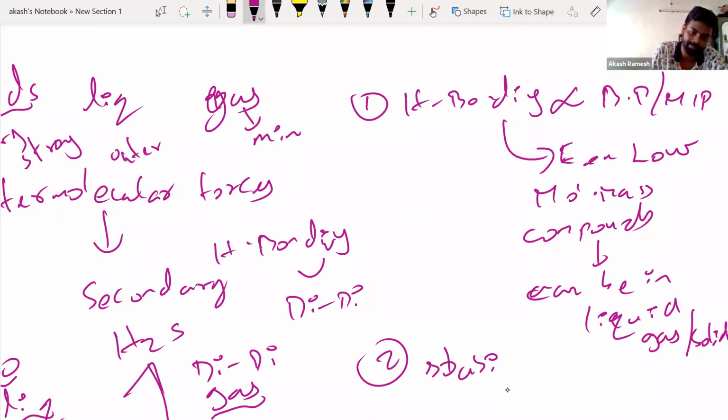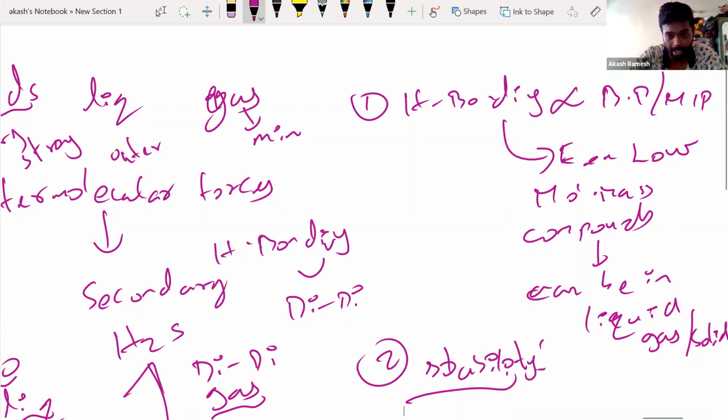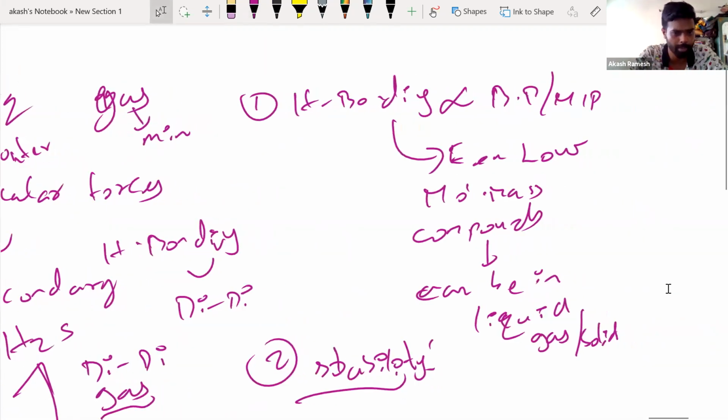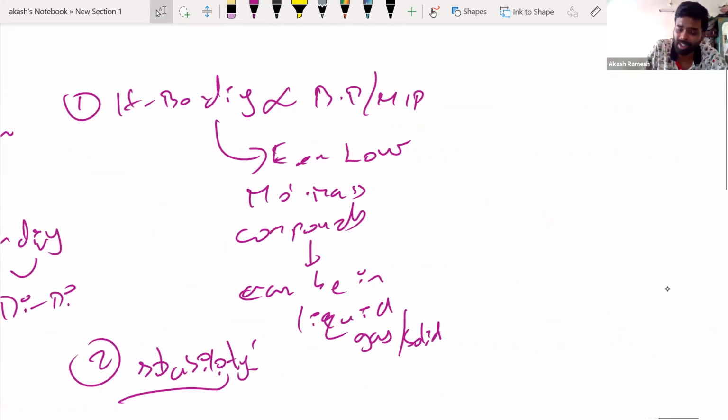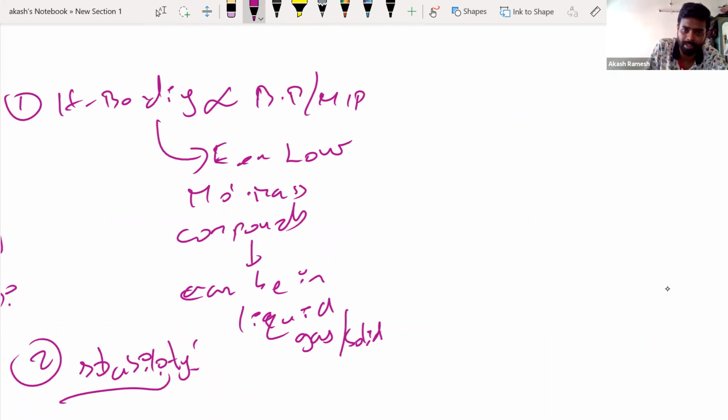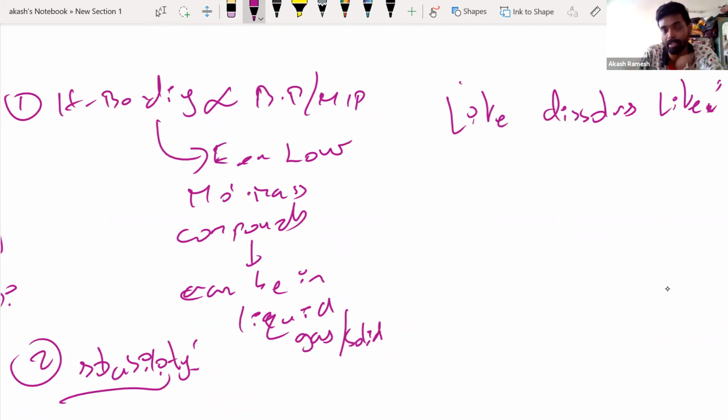The second consequence is solubility. Let me take two more minutes to complete this. Generally, you have to remember this, and I think we already spoke about it: like dissolves like. Polar substances or polar solutes will dissolve in polar solvents, and non-polar solutes will dissolve in non-polar solvents. We already know this.